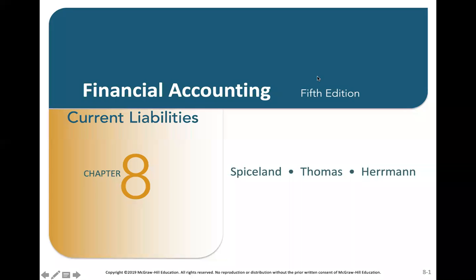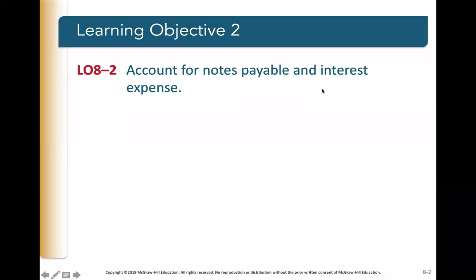Chapter 8, Current Liabilities. LO82, Account for Notes Payable and Interest Expense. In Chapter 5, we saw how companies account for notes receivable. Here, we talk about the other side, notes payable. We're going to discuss how notes payable is a liability that creates an interest expense that needs to be paid.